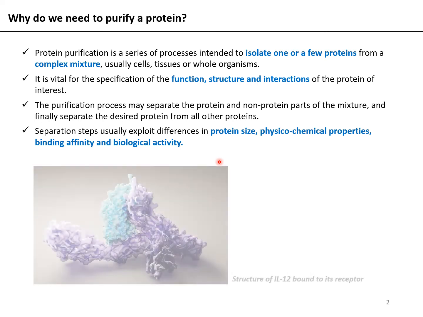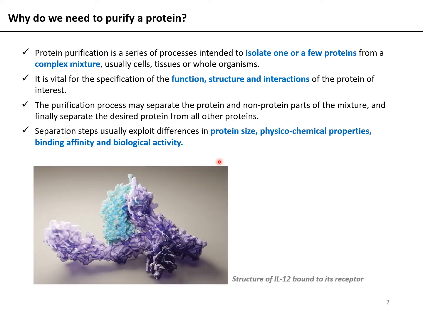Now, as we discuss more and more about this topic, it will become clearer how these different properties are exploited to purify a protein. This is a structure of interleukin 12 bound to its receptor. This is a very classical example of one of the applications of protein purification, which is to determine the structure of the protein. And any day, structural determination is the final step of completely understanding a protein, because once you know the structure, you know how the various amino acids and how the various atoms within the amino acid are physically arranged and what spatial location they occupy.